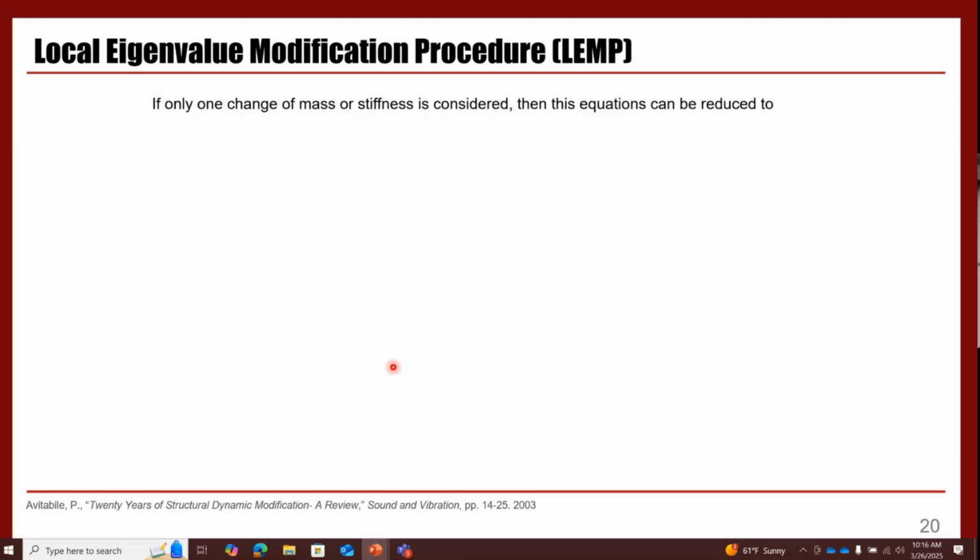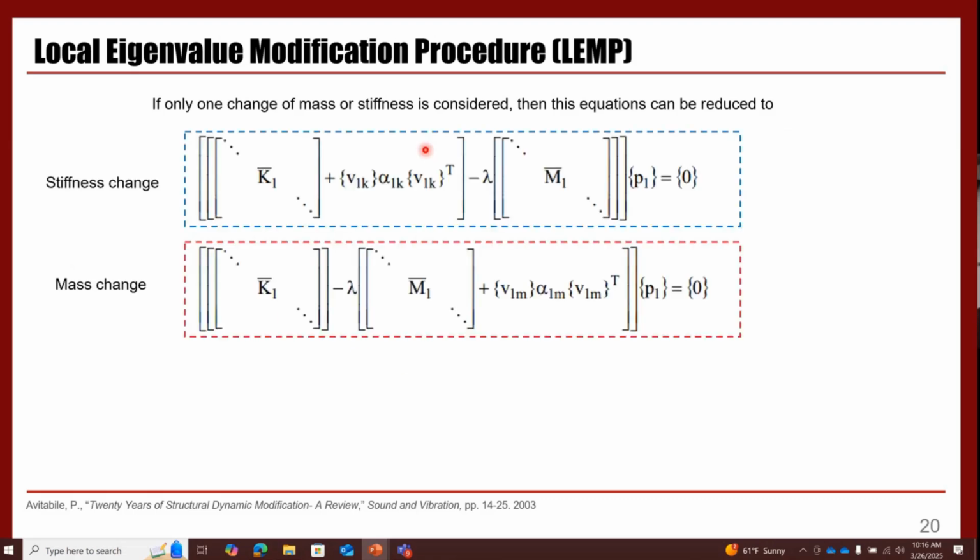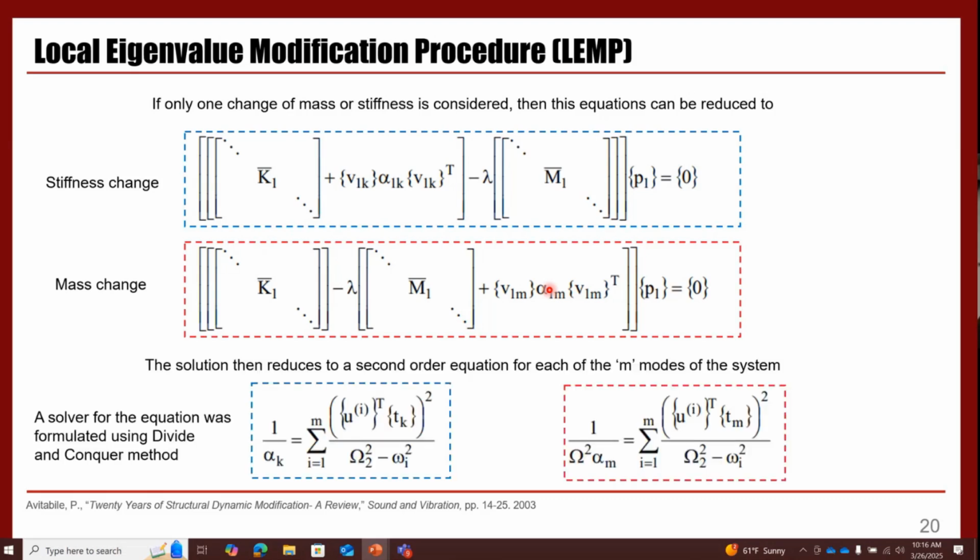Now, as I said, if we are considering just one change in mass or stiffness, then the equation of the system that we saw before can be reduced for stiffness change alone and then mass change separately. So the delta K matrix can be spectrally decomposed into alpha and tau matrices. And for the mass change, that can also be done. So this entire equation can be reduced further into a set of second order equations, which can now be used to solve for the eigenvalues and eigenvectors of the new state. This can be done separately for stiffness added to the system or mass added to the system.